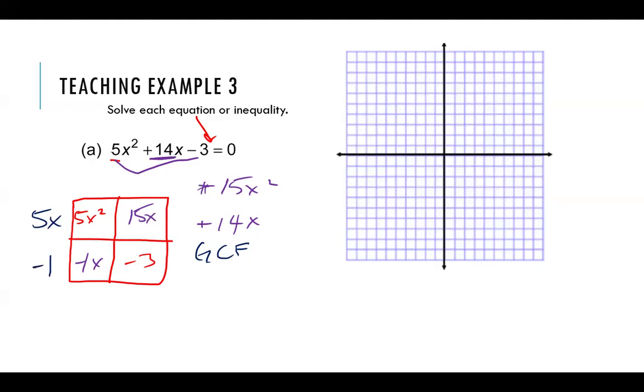In your first column, we have 5x squared minus 1x. So in our first column, our GCF between 5 and 1 is just going to be 1. And x squared and x is going to be x. And our last column between 15x and -3, our GCF is going to be +3. And you can check yourself so that you know that you did it correct. You can go back and see if you multiply what's on the outside, does it create what's on the inside?